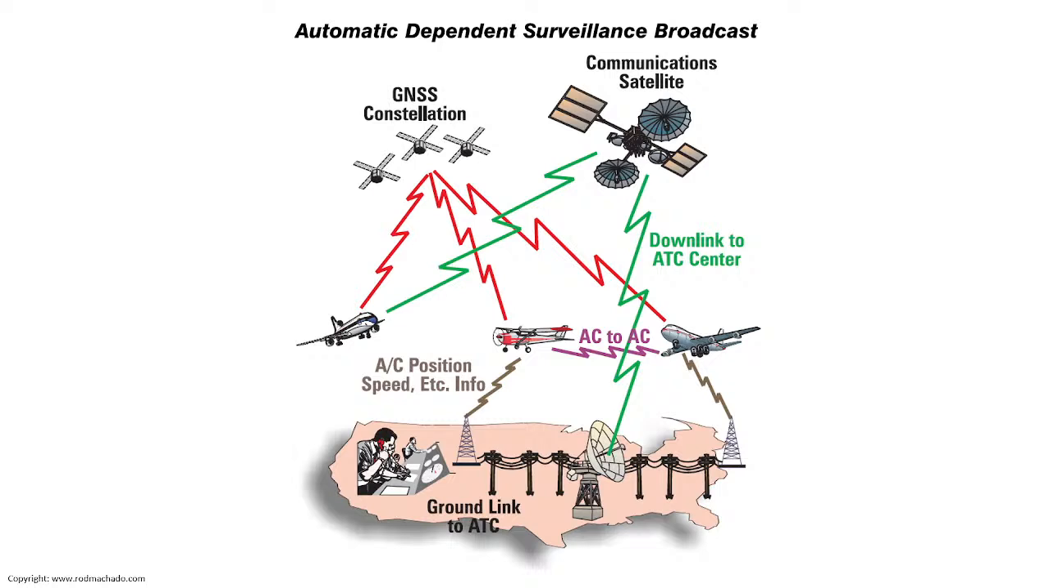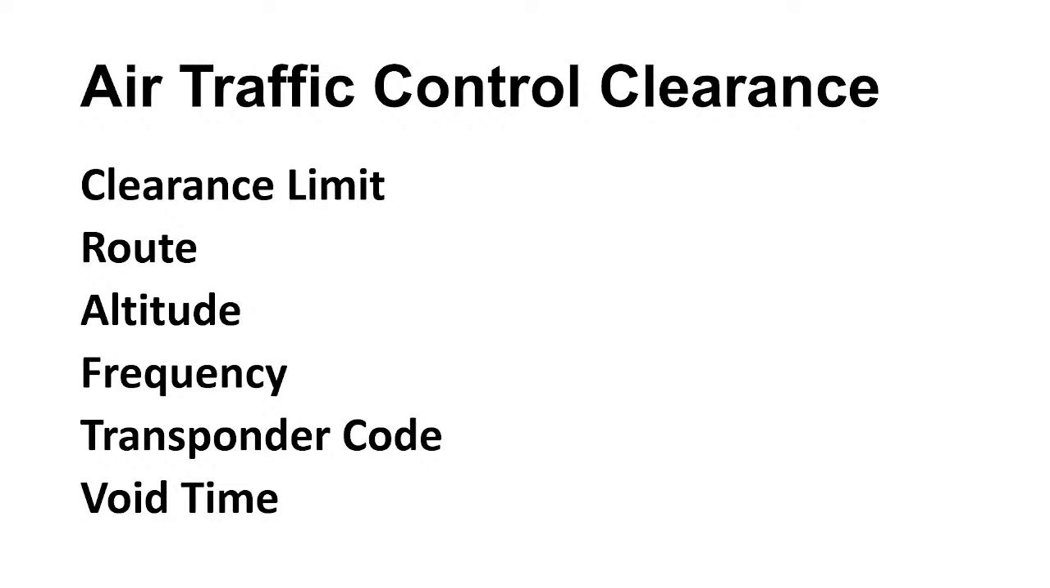All right. Air traffic control clearance. They'll always give you a clearance limit. It's how far, where you're cleared to. A route, an altitude, a frequency, a transponder code, and a void time. The clearance limit is usually the destination airport, but not always.